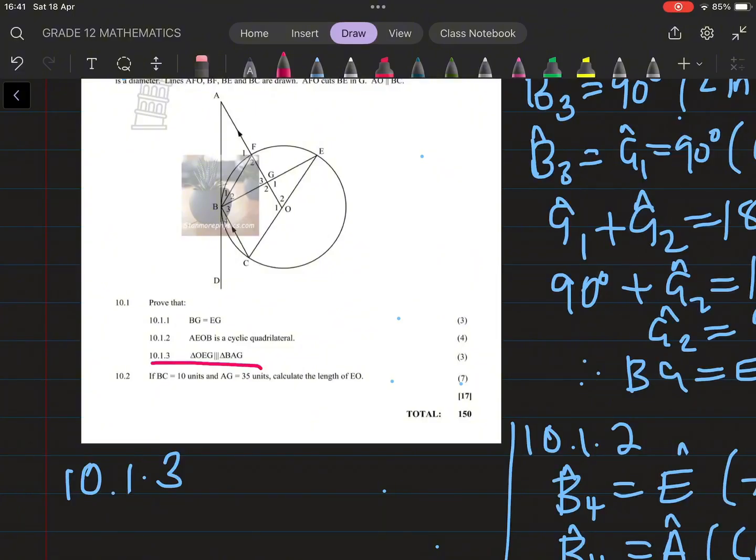So what we need to do now is to take our triangle OEG and take our triangle BAG. Let's go, BAG, that is the other triangle. So now we need to prove that the two triangles are similar. Let's check it out. Angle A is equal to angle E.